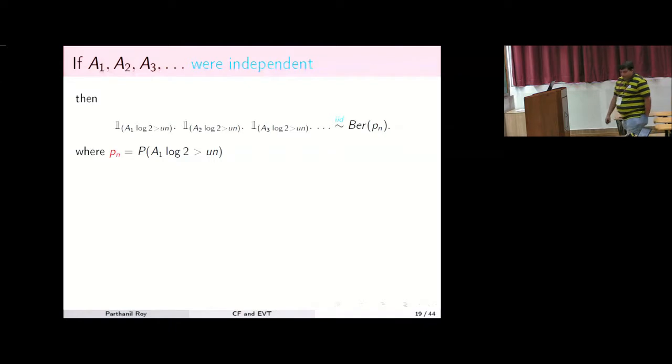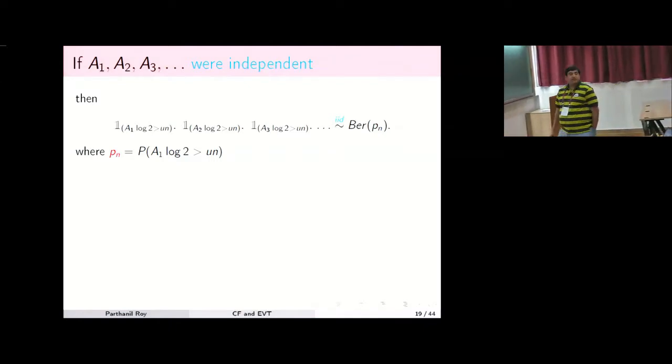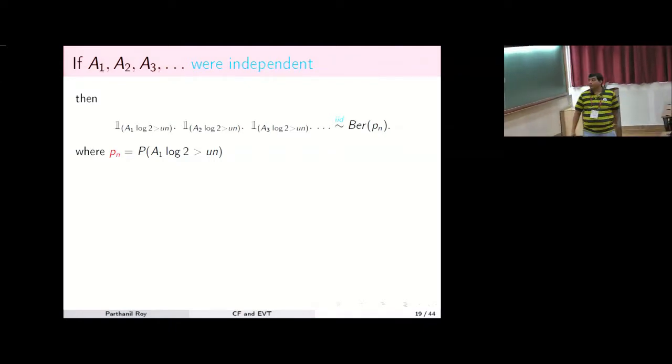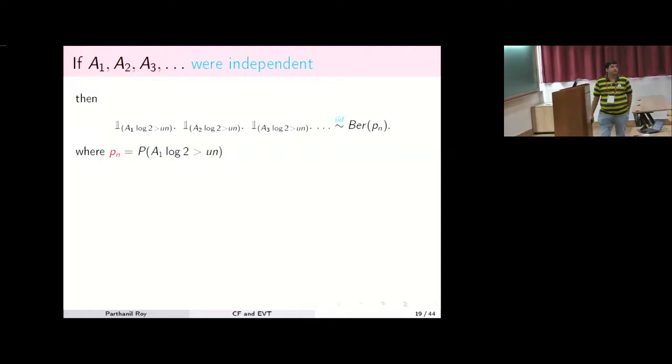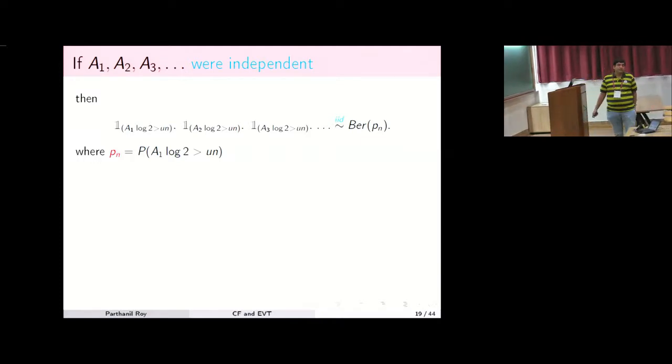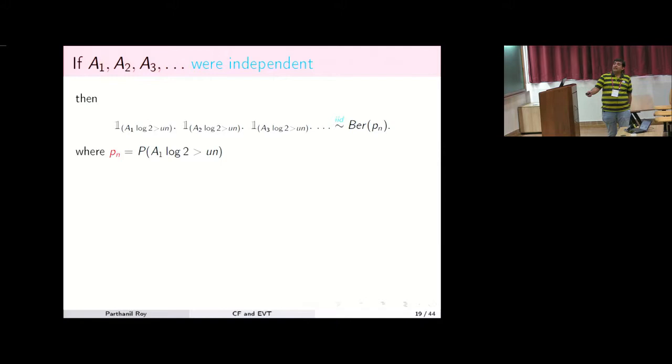Well, I'll use this observation now. I told you A_1, A_2, A_n, etc. are identically distributed. Suppose they were also independent. Then they would be IID, right? Then of course, you choose a u, fix a u, and then look at A_1 log 2 bigger than un, A_2 log 2 bigger than un, A_3 log 2 bigger than un, and so on. These are going to be IID as well, being functions of the A_1, A_2, A_n, etc.